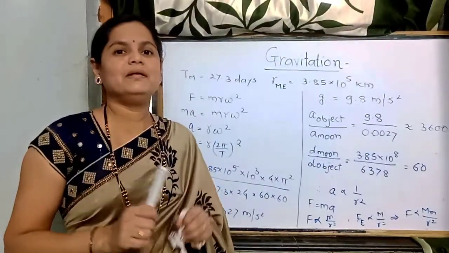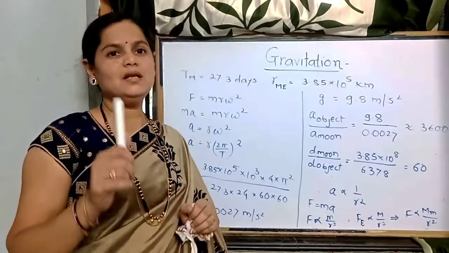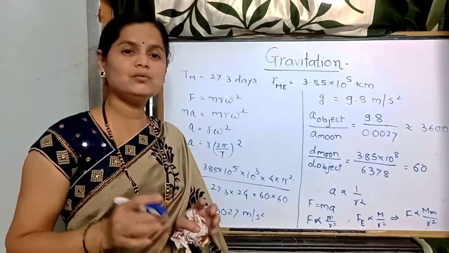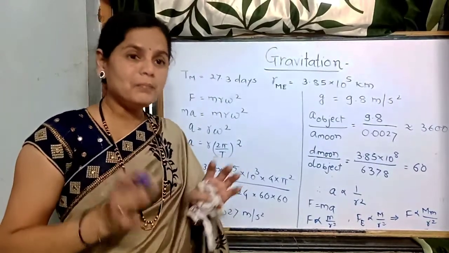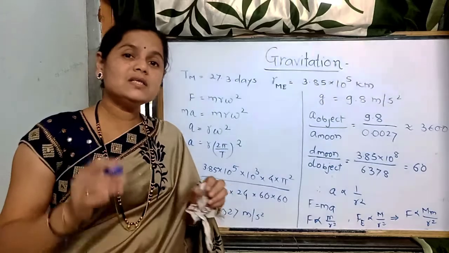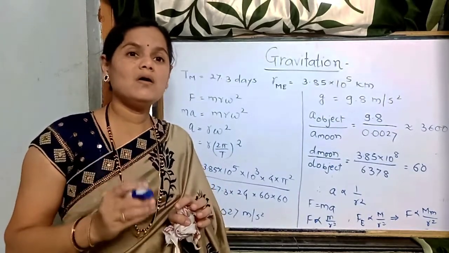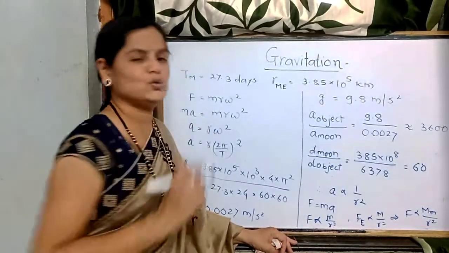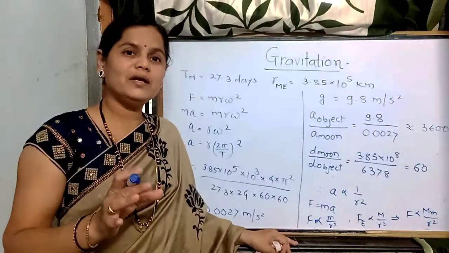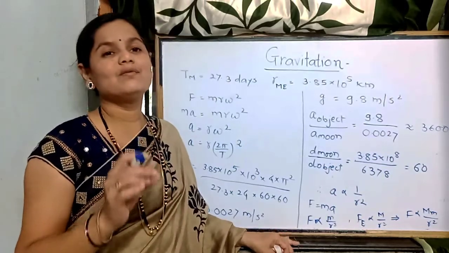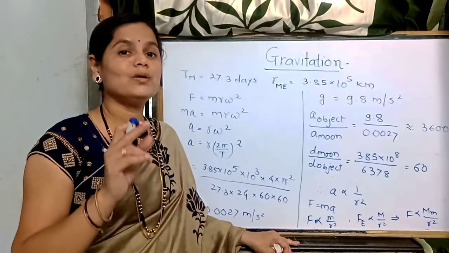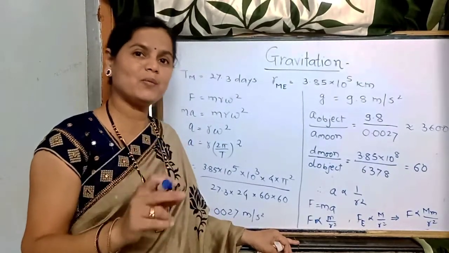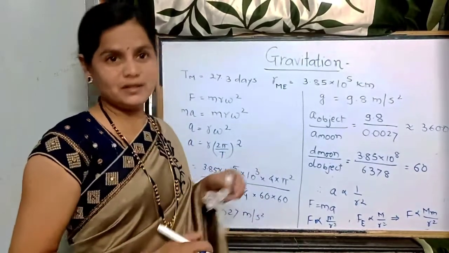As we are familiar with the universal law of gravitation, Newton's law of gravitation, that we have discussed. But how this law was proposed by the scientist Newton, that we will study today. How he concluded that this gravitational force is directly proportional to the product of the masses of the two objects and inversely proportional to the square of the distance.